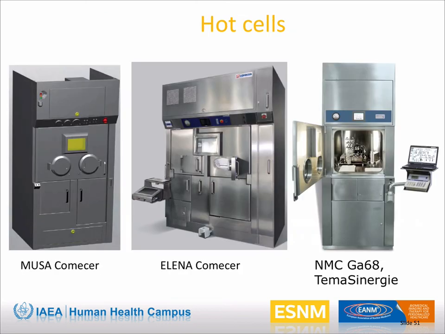There are different hot cells for gallium. Here is one example, here is another, and here's a third one. And compared with technetium, which doesn't need much shielding because it is a soft gamma emitter, gallium generally needs 5 centimeters of lead protection due to the 511 keV gammas.